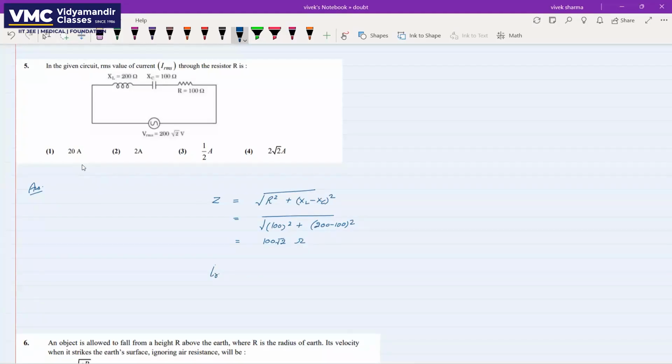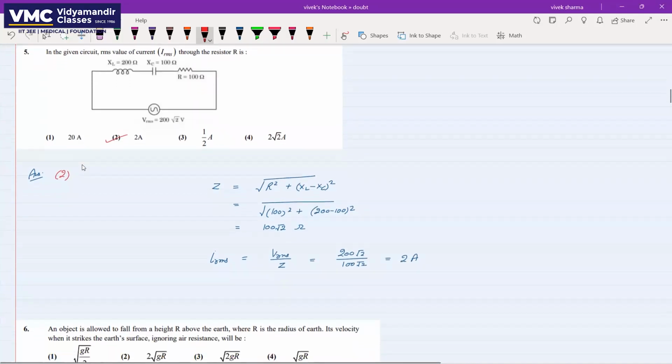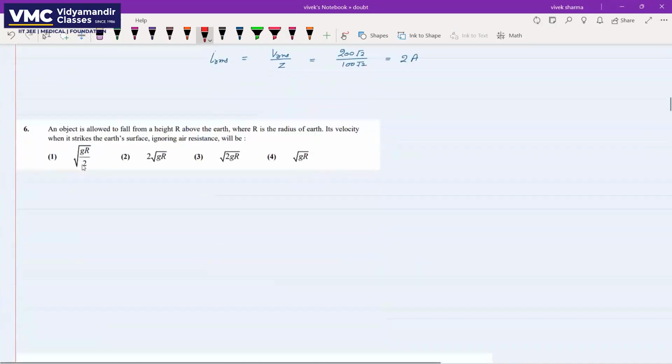And I RMS is equal to V RMS upon Z. V RMS is given as 200 root 2, and Z is 100 root 2. Then the RMS current will be 2 ampere. So option 2 will be correct. This is question number 5. Now moving to question number 6.